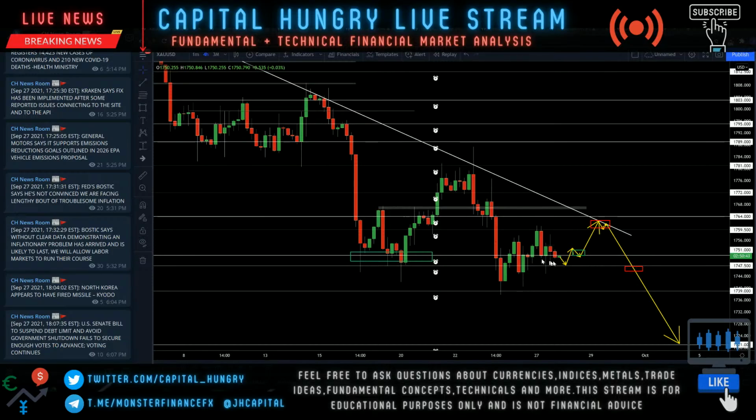I only see safer sells at this point if we have a clean break and retest below 1747 and show a lot more seller pressure, or a clean break below 1739.